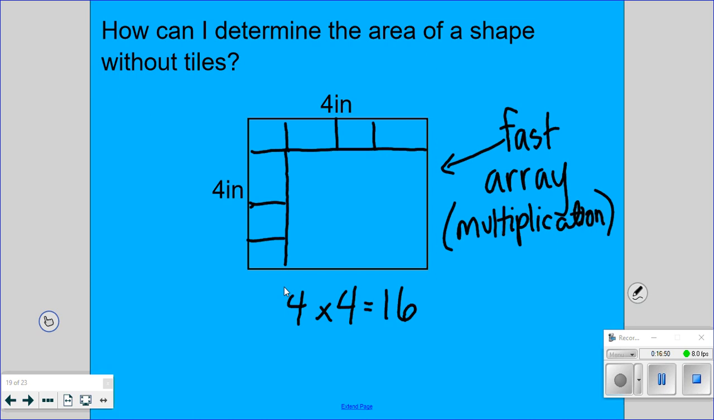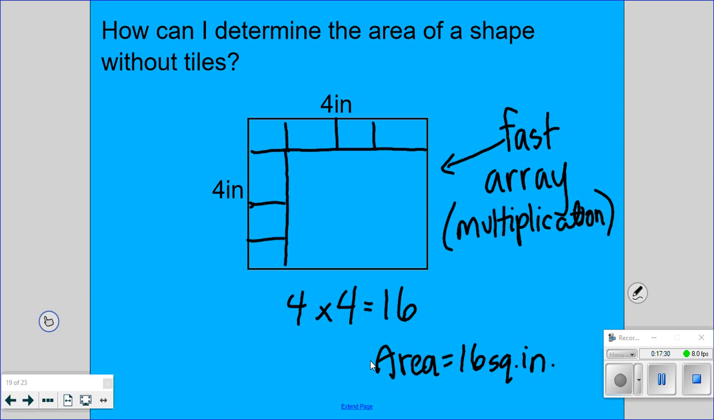Sean, what? I thought of another way of doing it. How would I write the area? Devin? 16 square, what? Nope, look at my units. What is it? Inches, very good. I was using inches as my measurement this time, so my area is 16 square inches.